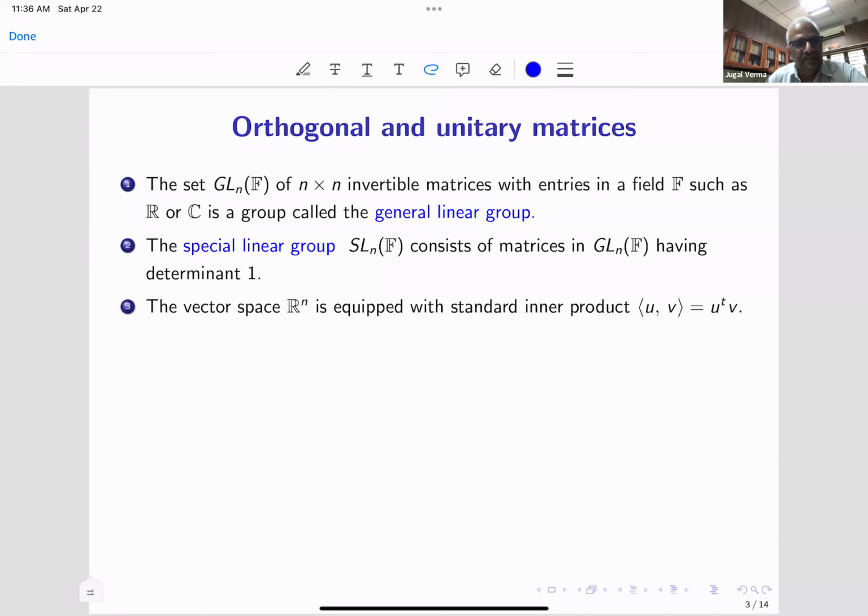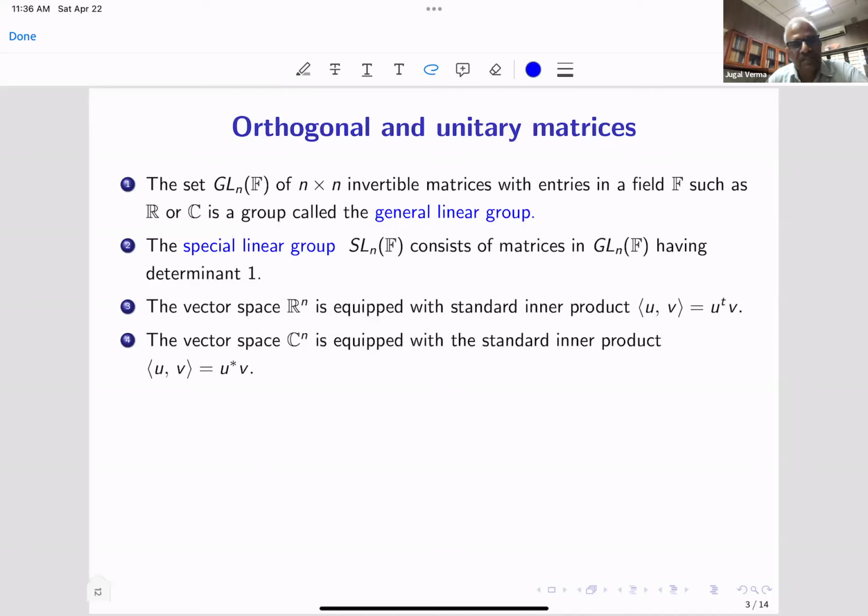Similarly, the vector space R^n, we know, is equipped with the standard inner product of vectors, which is the dot product, and in terms of matrices, I can write the dot product as u transpose v. We think of vectors as column vectors. Similarly, the n-dimensional complex vector space C^n is equipped with the standard inner product, which is similar to the usual dot product of real vectors, and this is u star v. So that's a complex number.